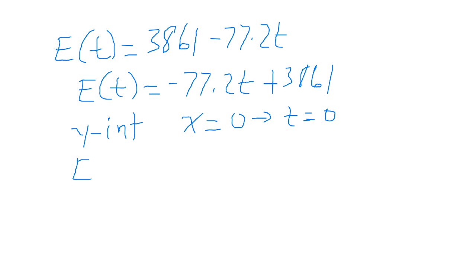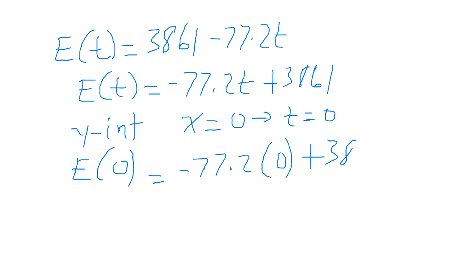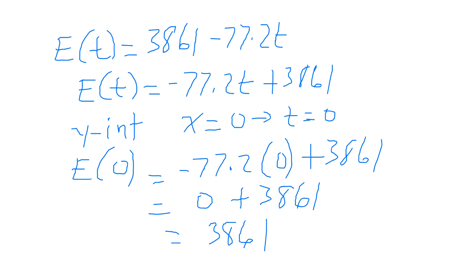So E, then you put your 0 in there. You have negative 77.2, I put 0 there for t, plus 3861. Now, if I do the multiplication, negative 77.2 times 0, any number times 0 is 0. So this equals 0 plus 3861. So this equals 3861. When x is 0, y is what? 3861. Which means the ordered pair for the y-intercept is (0, 3861).